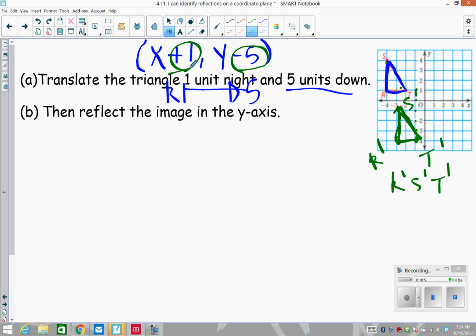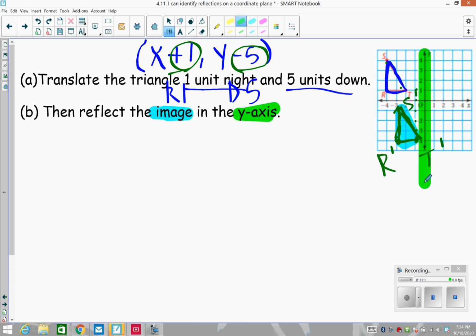So now that we've done that, that was part A, which is our lesson from two lessons ago, right? Now the most recent lesson was that we reflect. And it says that we're going to reflect this new image over the y-axis. So let's identify the y-axis. Here's our y-axis, and we're going to reflect it over that. That is a really big line there, so I want to redraw that.